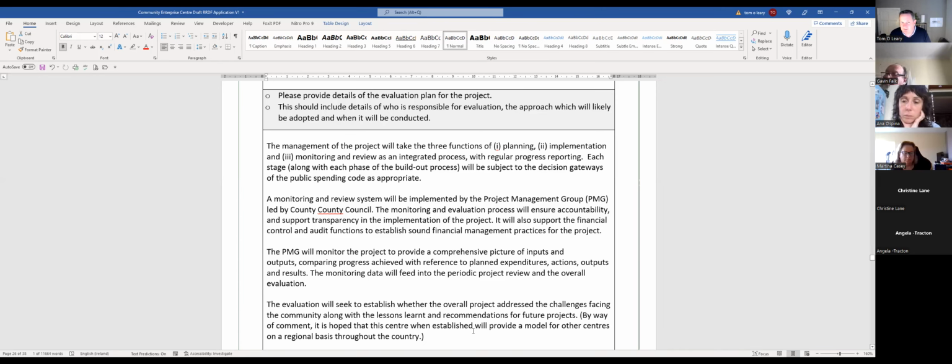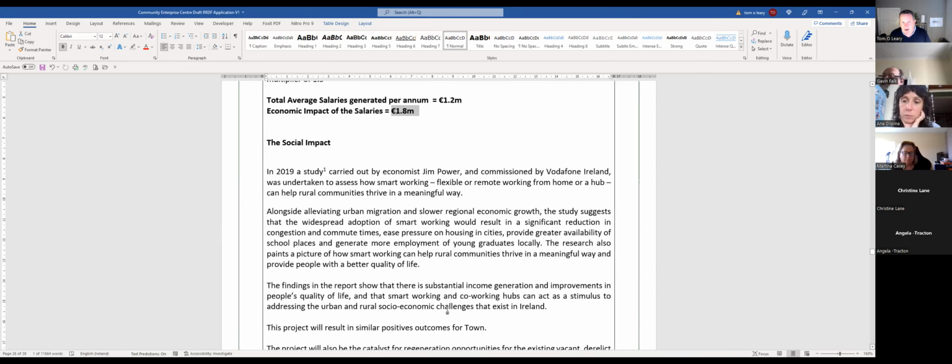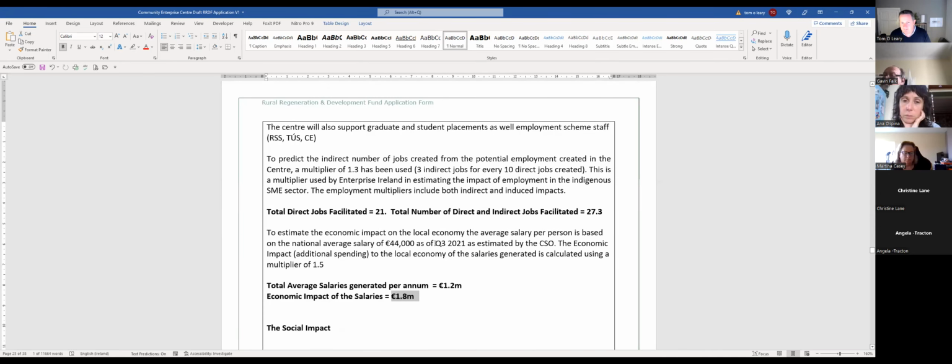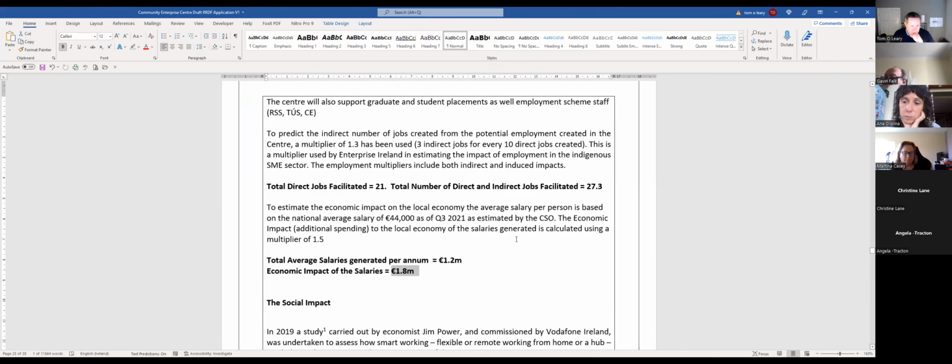Okay, and these numbers aren't just made up. These are figures that the government use in terms of measuring impact. So we're using the same multipliers that they're using. So we're not making these numbers up. We're showing what would happen if there was that number of jobs created in the building.